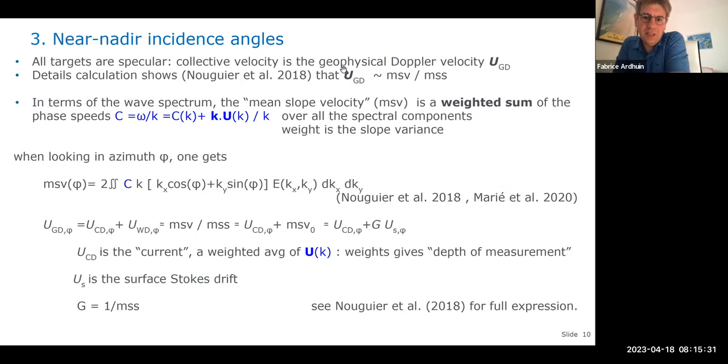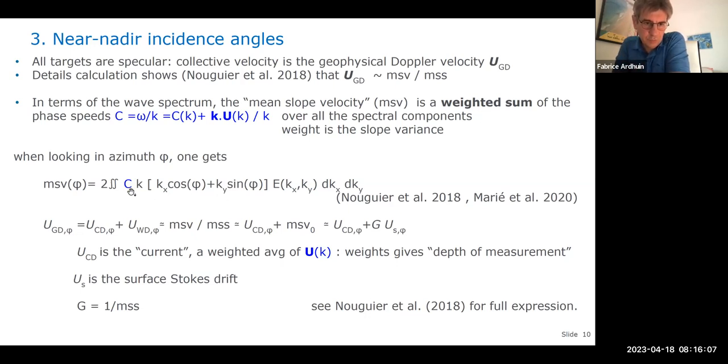What we find is that typically the geophysical Doppler is the ratio of the mean slope velocity and the mean square slope. And the mean slope velocity is basically a weighted sum of the phase speed of the different wave components multiplied by their slope spectrum, right? So that is what it looks like. It's some integral over the spectrum. So we have the spectral density of the surface elevation, the wave spectrum, times the phase speed, and then times some wave numbers and some directions and all that stuff.